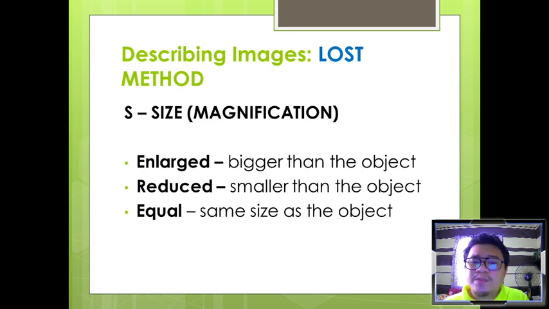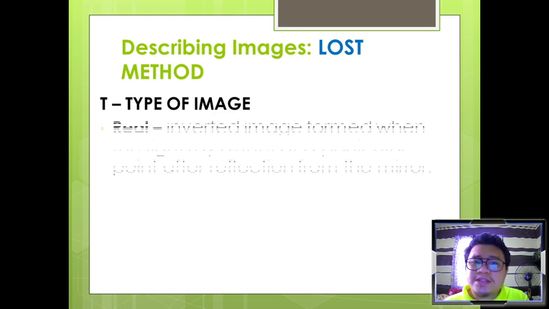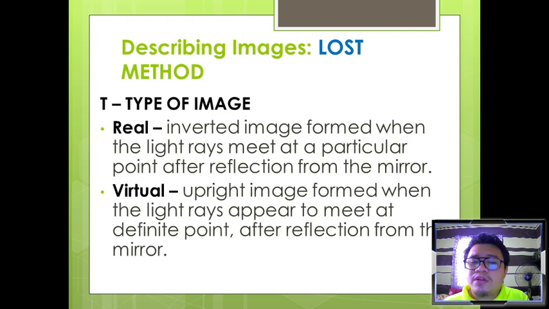And last but not the least, we have T, which stands for the type of image. We can only have two types of images. That is, it could either be real or it could either be virtual. So when you say real image, that means it is an inverted image that's formed when light rays meet at a particular point after the reflection from the mirror. So usually, a real image is always inverted.